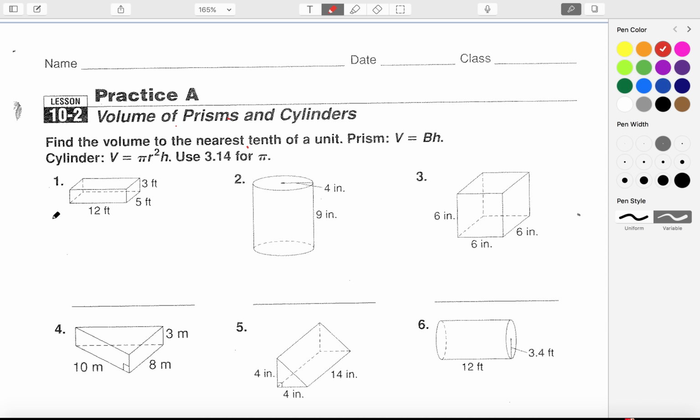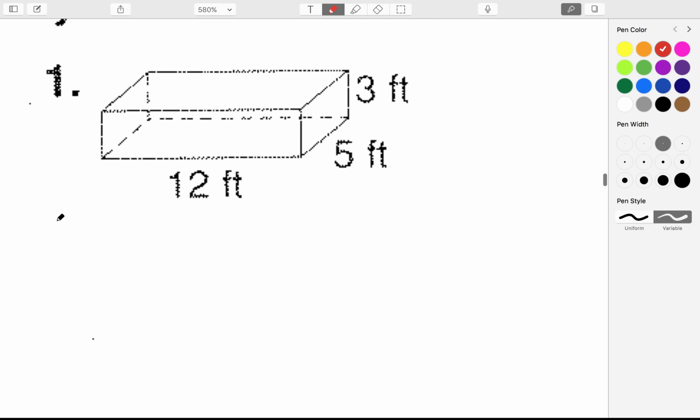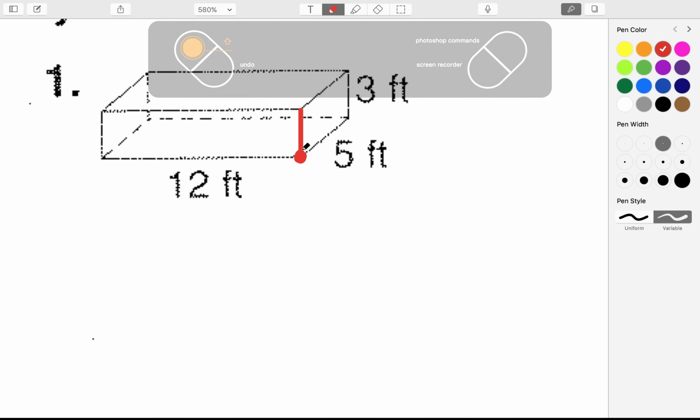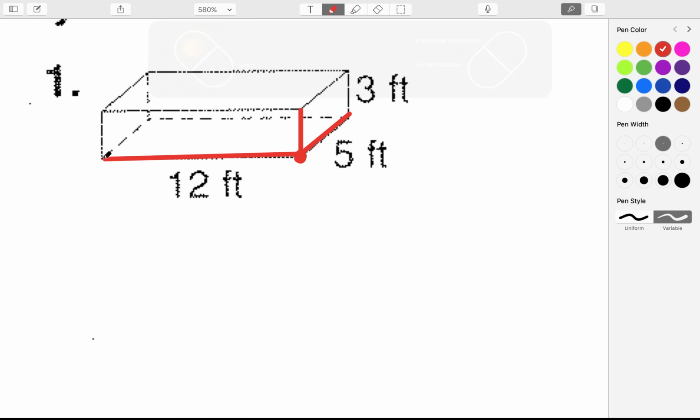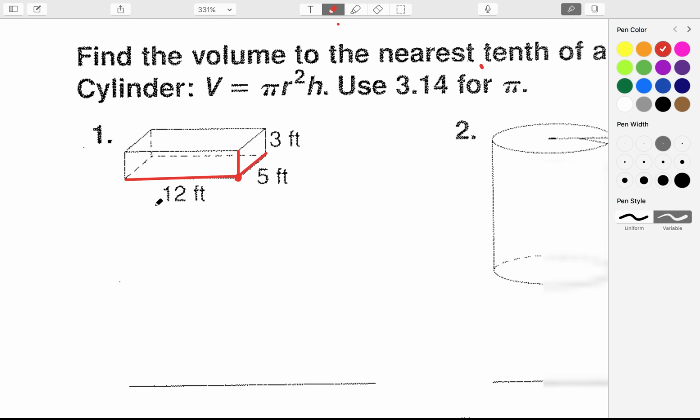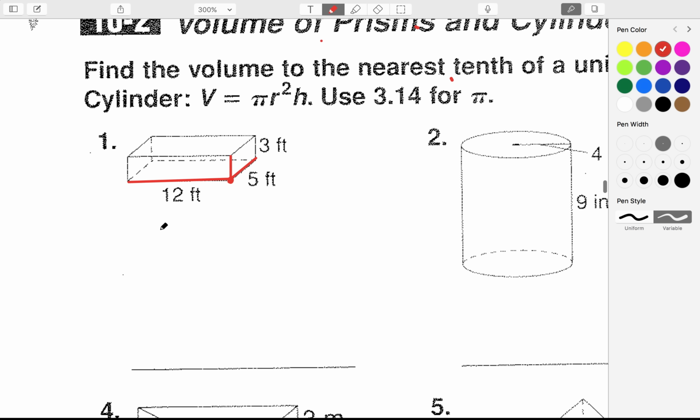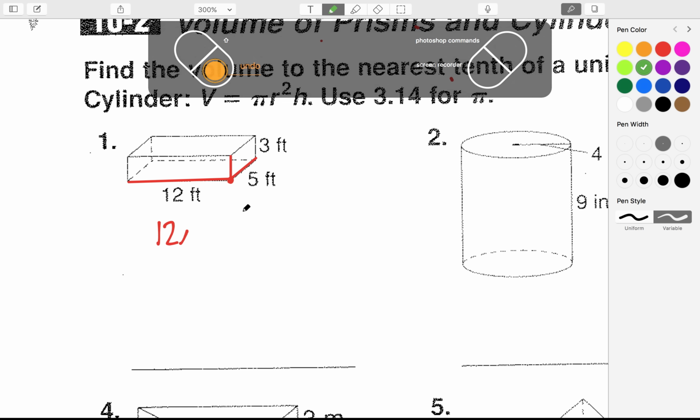So for a prism, we find the area of the bottom here, and then we're going to multiply by the height. For prisms, you have this nice trick of basically putting a point on the corner, drawing 3 lines here, and now finding out what each one of those are and then multiplying them. So this one would be your 12 times 5, basically that's your bottom, times your height. Here, I don't want to put it in, I want to write it as parentheses.